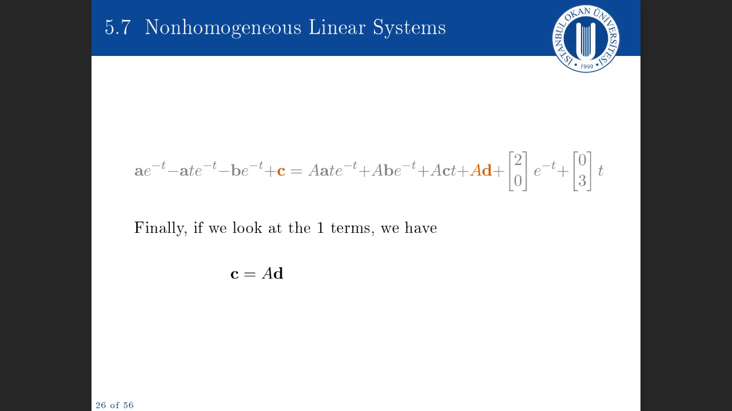And then finally, let's look at the terms which include the function 1. On the left, we have C. On the right, we have AD. We know C, so now we can find D, because D is just A inverse C. And again, I'll leave this for you to check. Check that we get (minus 4 over 3, minus 5 over 3).